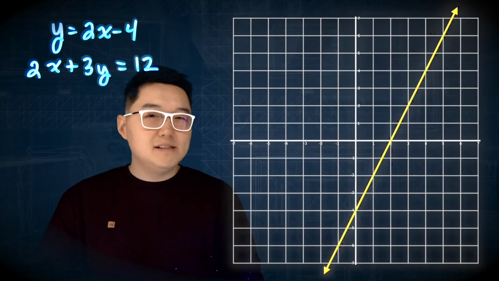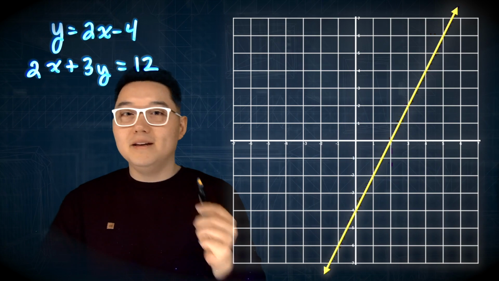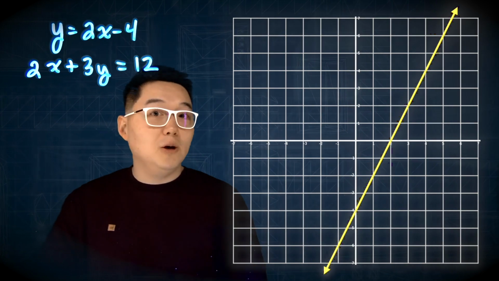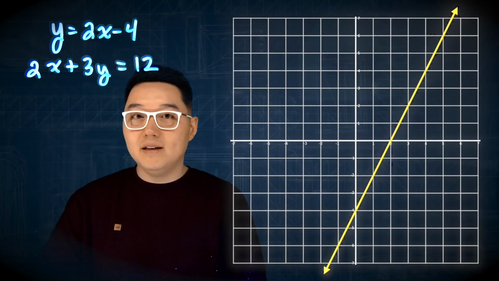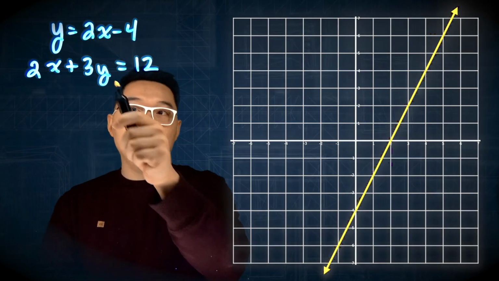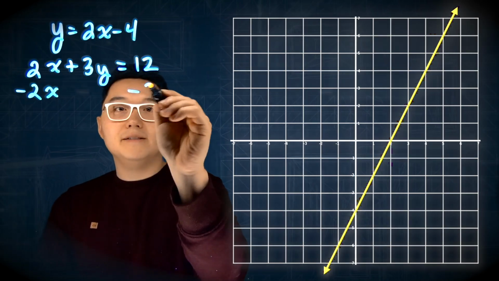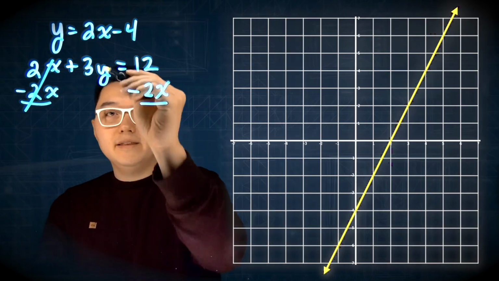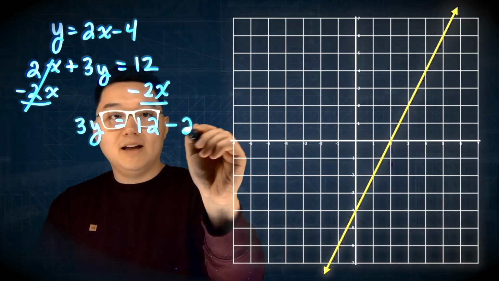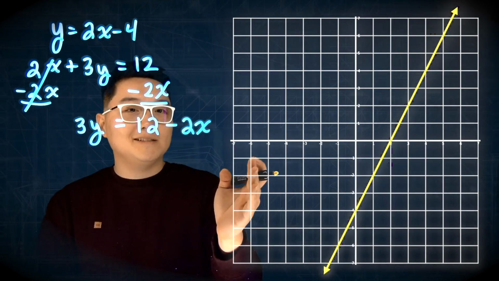That equation does not look like y equals mx plus b, or slope-intercept form. So before we graph this line, we can turn it into slope-intercept form to figure out the slope and the y-intercept. Let's get y by itself. To isolate y, I'm going to subtract 2x from both sides. That brings down 3y equals 12 minus 2x. These two are not like terms, so they do not combine to be 10x. It's just 12 minus 2x.